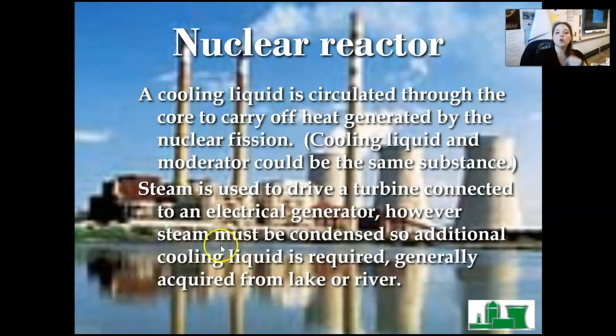Okay, so cooling liquid is circulated through the core to carry off heat generated by the nuclear fission. This cooling liquid and moderator could be the same substance. So you could use that water. We saw that in one of them where it cools it, and as it's cooling, it heats up and steams and then comes back down and goes in a circle. Steam is used to drive a turbine connected to an electrical generator. However, steam must be condensed, so additional cooling liquid is required, generally gotten from big bodies of water. That's really why you will find that most, if not all, reactor sites are next to big bodies of water.